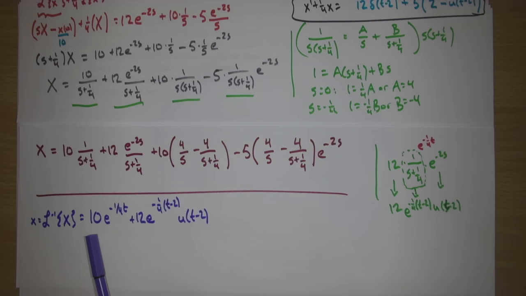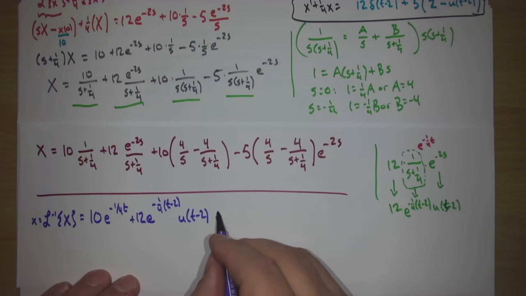So this is not too surprising. This essentially says the 10 ounces of salt that were in there initially are slowly going out. This one says the 12 ounces of salt dumped in at time 2 are slowly going to go out. So that's good.